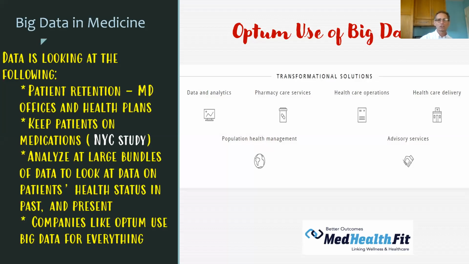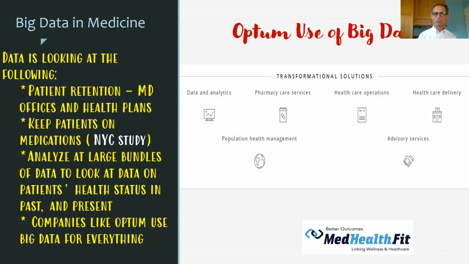Well, let's look at big data in medicine right now. And one group that I want to really talk about first and foremost is Optum, because I, through my employer, am a customer of the Optum group. So I've been able to learn about population health through all of their emails over the years. And Optum, their transformational solutions include data analytics, primary pharmacy care services, healthcare operations, healthcare delivery, population health, and advisory services. So they lump a lot of these things together.